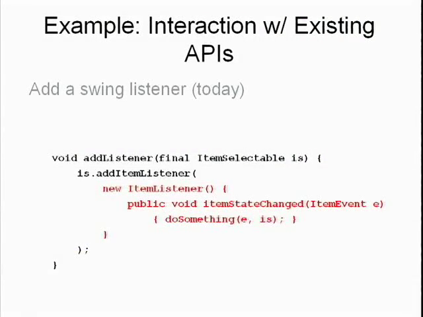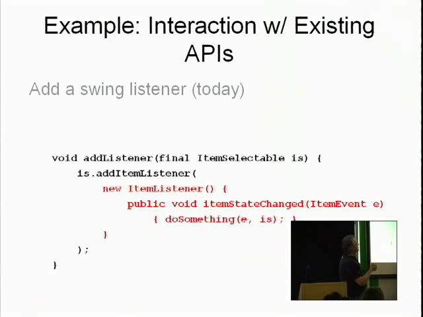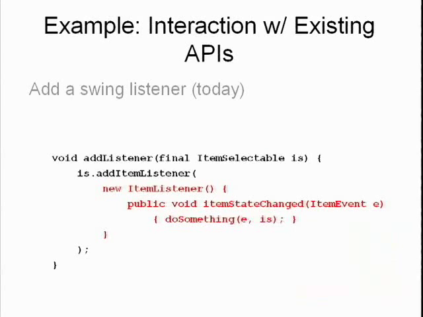So one more example: adding a Swing listener. This is the sort of thing you do today. ItemListener is actually a base interface that's used throughout Swing for things that you can listen to. The way you add something is you call addItemListener, and it takes an ItemListener, which is another interface that you have to implement, and the method inside it is called itemStateChanged, and it takes an ItemEvent because there are different kinds of events. And this is what you do when you want to add a listener in Swing.